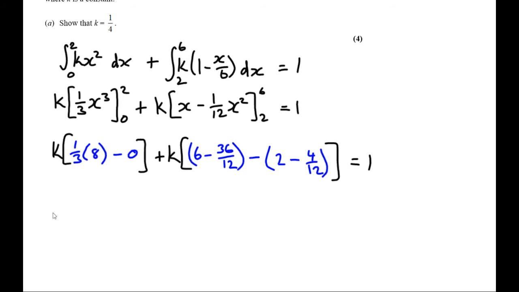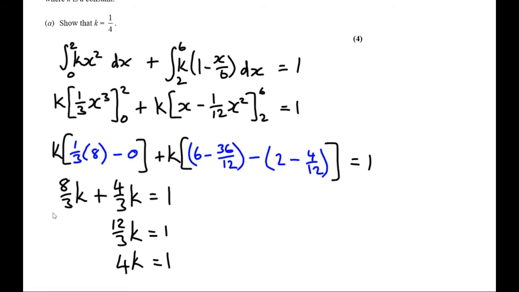Okay, let's do some simplifying. I know that this is going to result in 8 over 3k plus, on the calculator or with some mental maths, we should get 4 over 3k equal to 1. Summing these together, 12 over 3k equals 1. 4k equals 1. Very happy with this result because that leads to what I needed to prove, which is that k equals 1/4.